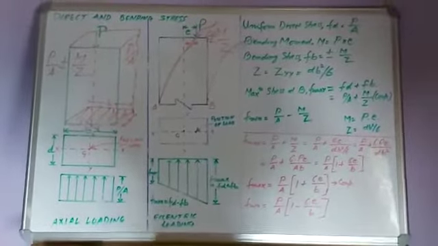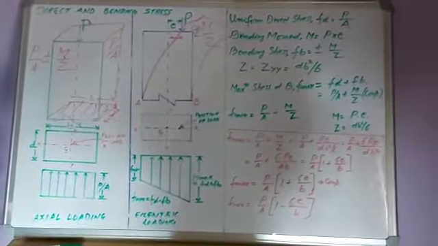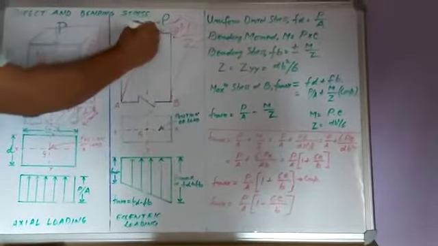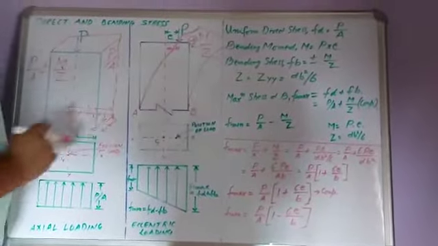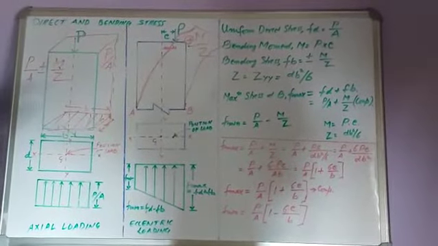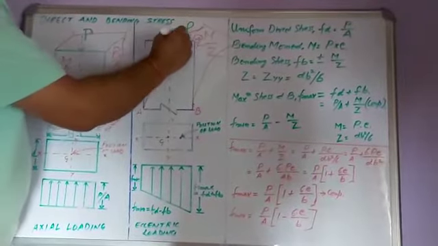Okay. Now what is this M? M is the bending moment. Why bending moment? Because of this eccentric loading, the column will be subjected to bending moment. And what will be the value of that bending moment? The value of that bending moment will be equal to P into E.